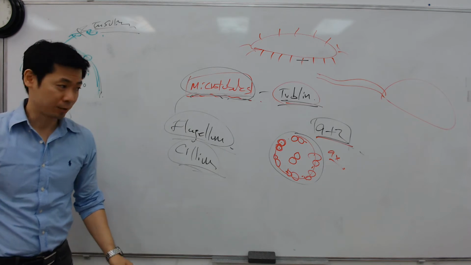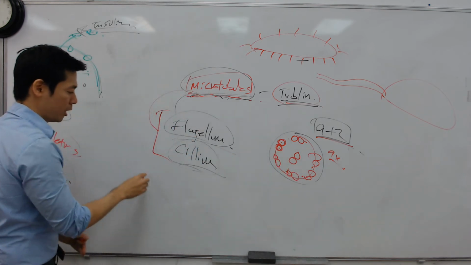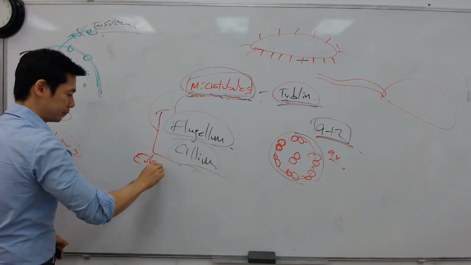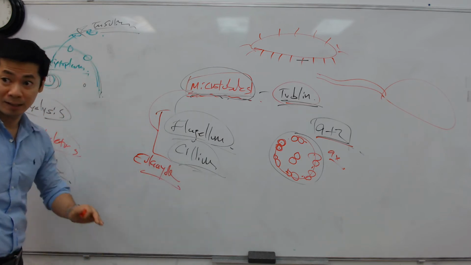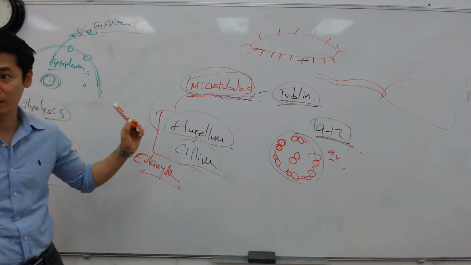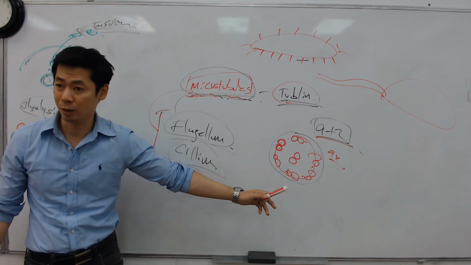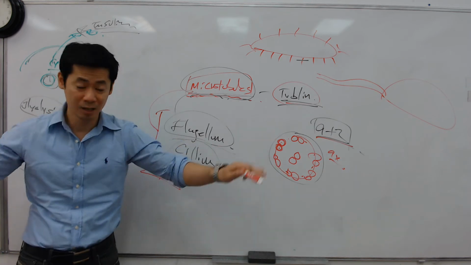Keep in mind, guys, this only applies right now to eukaryotes only, okay? Prokaryotic cells can have cilia and also flagella as well, but they don't have this formation. They're produced by a completely different formation, by the way, okay?